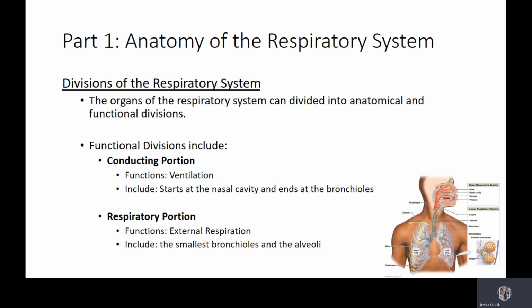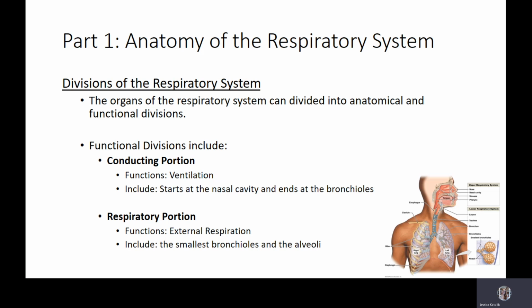We can also divide the respiratory system based on functional divisions, based on what they do. We can include them as the conducting portion and the respiratory portion. The conducting portion's job is to do ventilation, and that's it. It's just to move air in and out of the alveoli. This starts at the nasal cavity and ends at the bronchioles. All those organs that lie in between do conduction and just move air in and out of the lungs.